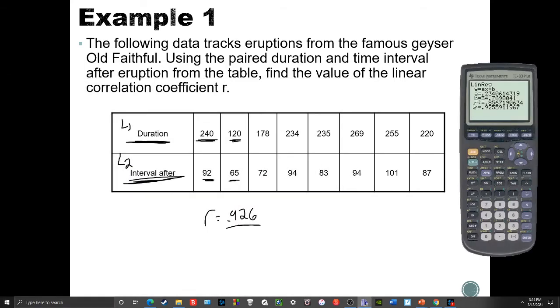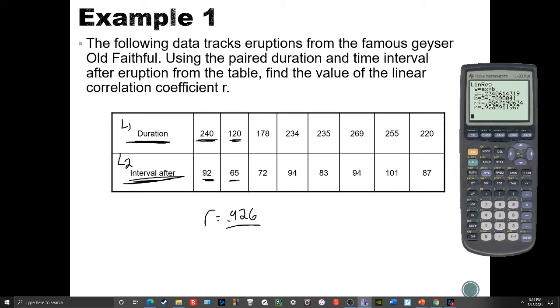So our r squared means that 86% of the reason for this duration here can be explained by the linear relation between the duration and the interval after. You can think about it as the duration before Old Faithful bursts again. So these numbers down here, the time it takes to burst again, 86% of that is caused by the duration of the actual eruption that came before it. So 240 led to a 92-minute dormancy.